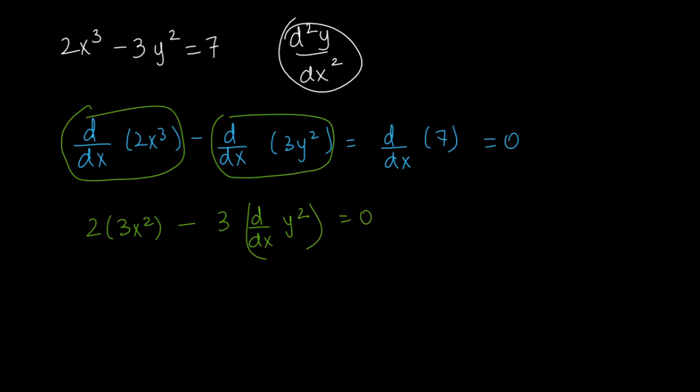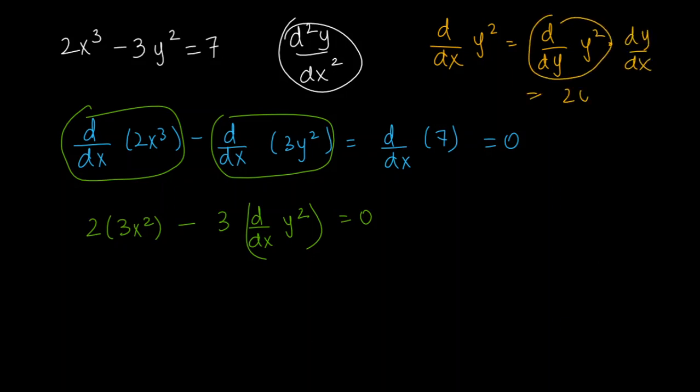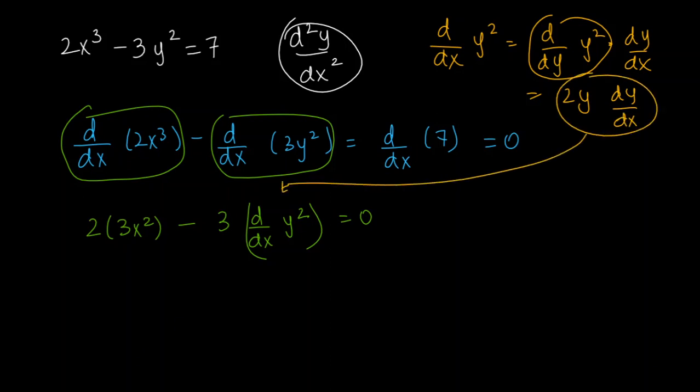d over dx of y squared, well, that's another term, so you can write d over dx of y squared using the chain rule as d over dy of y squared times dy over dx. And this entire thing is just 2y, since that's the power rule, multiplied by dy over dx. And all of this comes right here. You have 6x squared minus 3 times this entire thing. So 6y dy over dx is equal to 0.